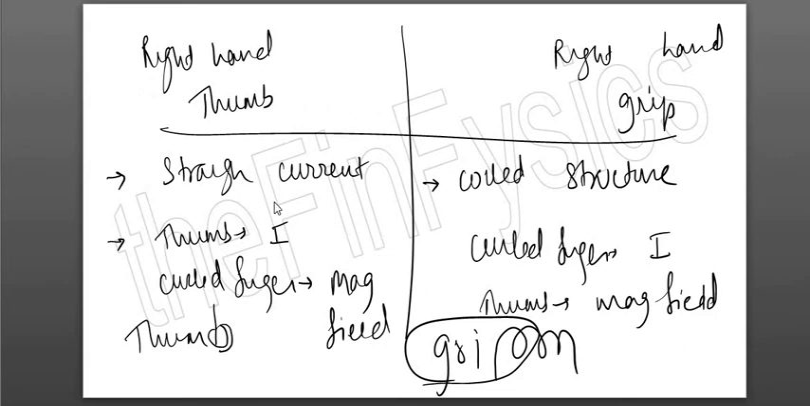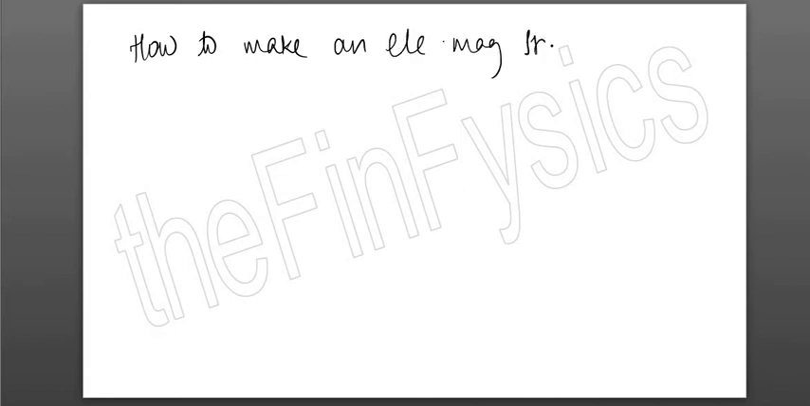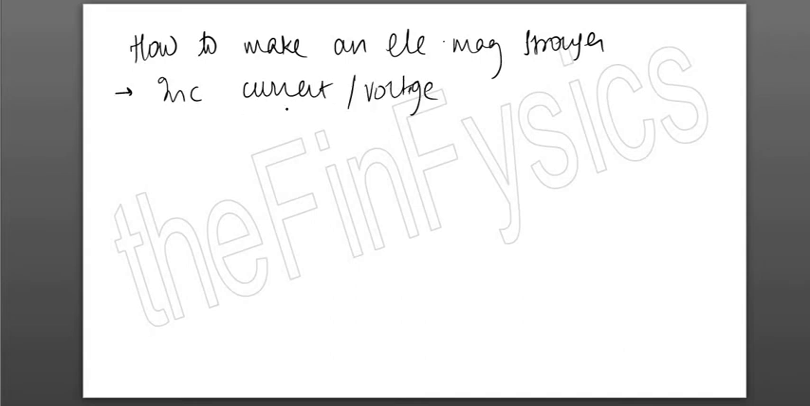So now, compared to a straight current carrying conductor, we have a stronger magnetic field. Now the next question that they normally ask you is, how will you increase the strength further? How to make an electromagnet stronger. Then the first point that you are going to write is increase the current or voltage. Why? Obviously because it is because of this current that it is behaving like a magnet.